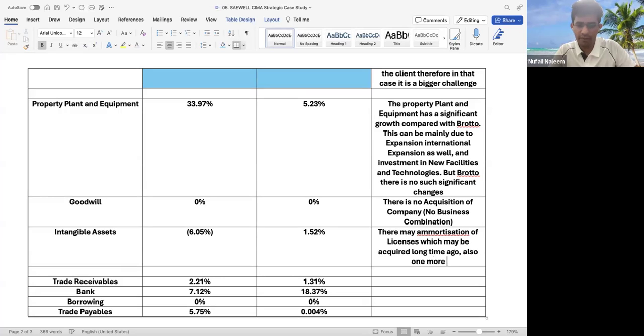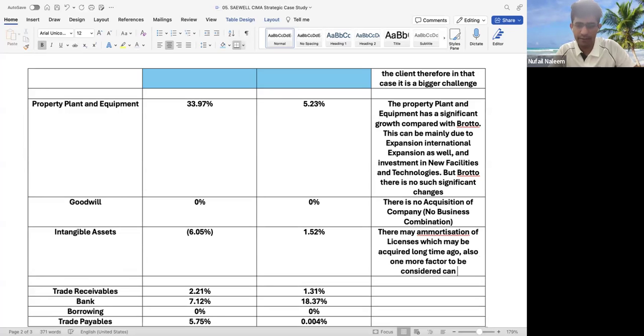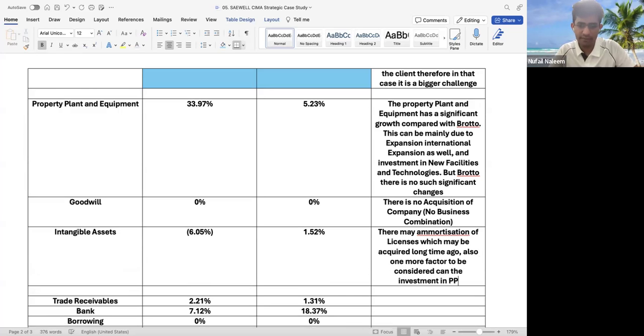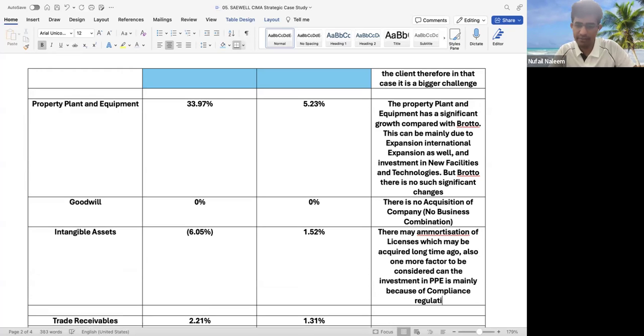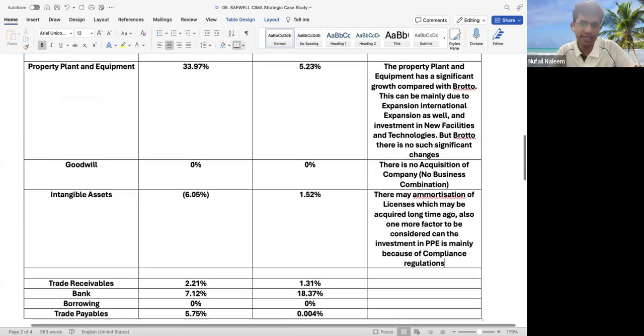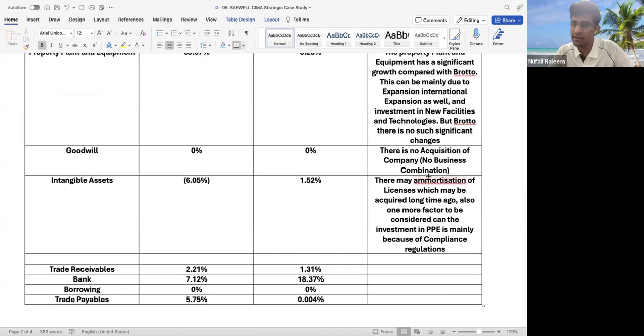Also, one more factor to be considered can be the investment in property, plant, and equipment, mainly because of compliance regulation. Can be that also, compliance regulation, because there may be some spot check, something like that. So that is one more factor to be considered. So I believe that is also clear.